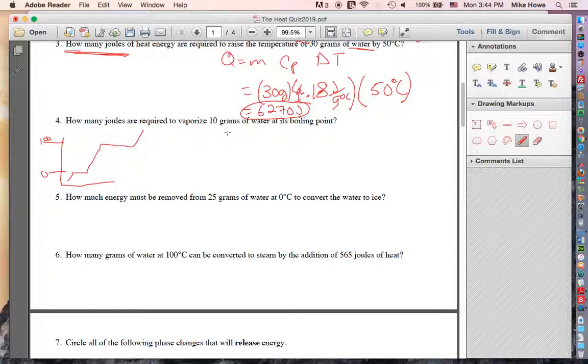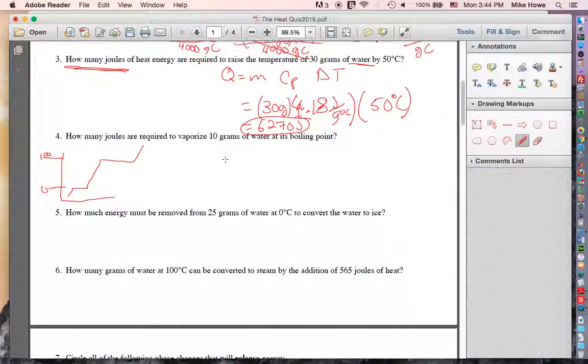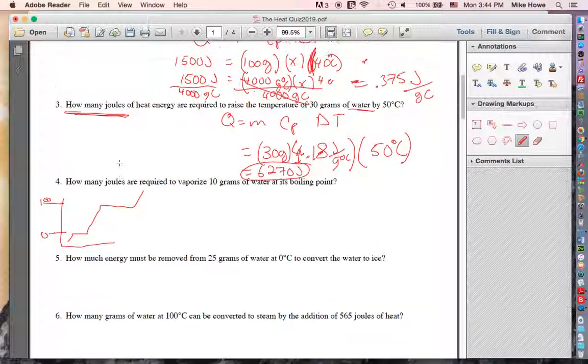I'm sorry, I'm going to go back to number 4. In this one, we're doing 10 grams of water at its boiling point. At its boiling point, that'd be up here at the top, wouldn't it? So there's no temperature change mentioned, and that's because at the boiling point, the temperature doesn't change. It just stays the same.